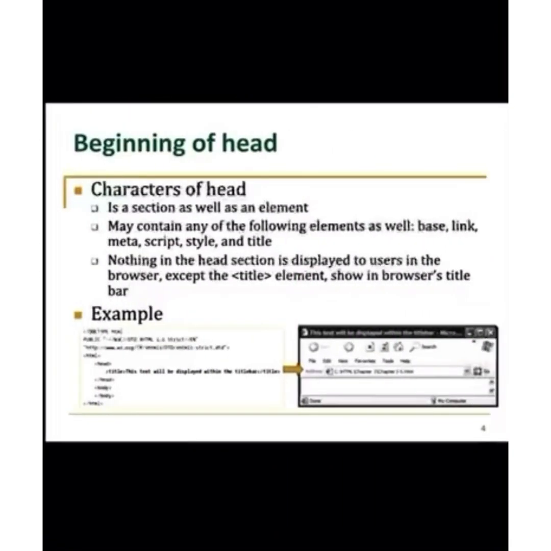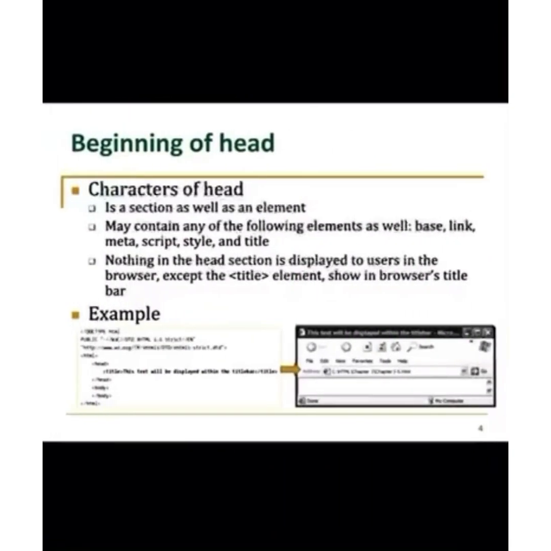Head section outline. Beginning of it. All data in the head section of an HTML document is considered as metadata. Metadata is data about data. This section is also an element. It contains any of the following elements as well: base, link, meta, script, style and title. Nothing in the head section is displayed to users in the browser except the title element shown in the browser's title bar. இங்கே மேலே வர்றது தான் head அப்படின்றாங்க.